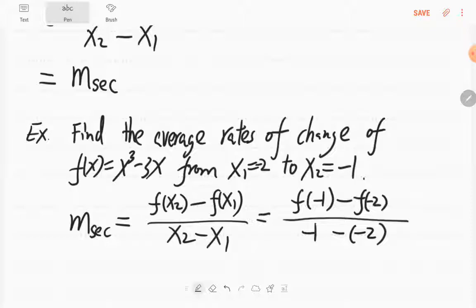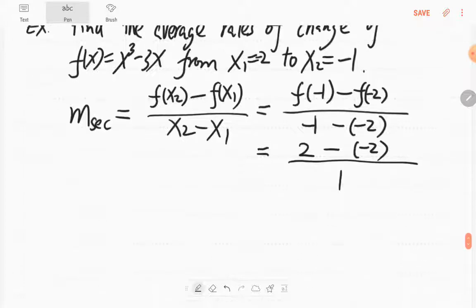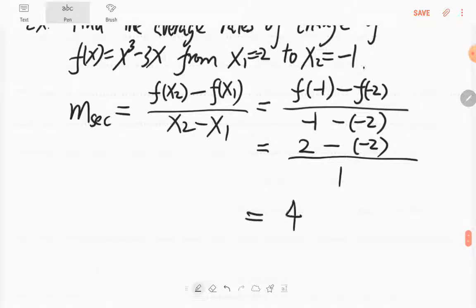If you do your calculation, the denominator is 1. And f of -1 is -1 plus 3, so this is 2, minus f of -2, which is -8 plus 6, so -2. So this would be 4.